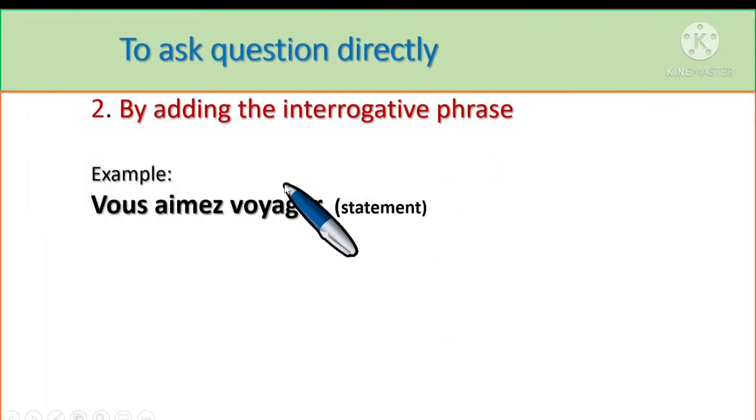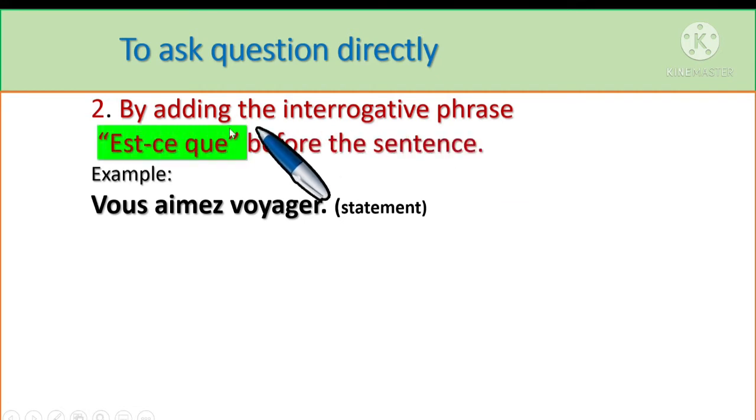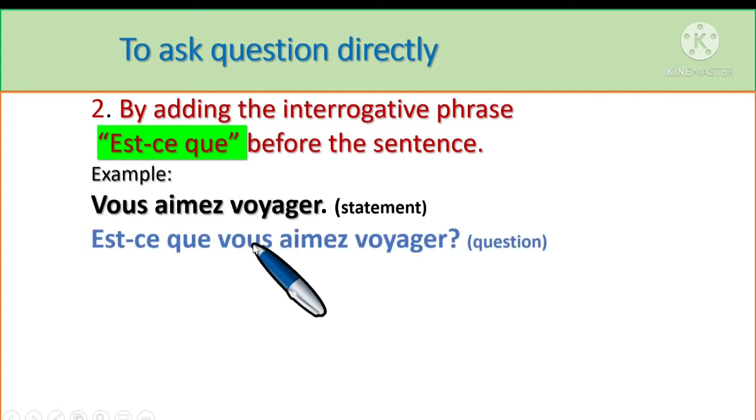Let's look at the second way. The second way we can ask direct question in French is by adding the interrogative phrase. The French has an interrogative phrase, est-ce que. Can you say that? Est-ce que. So, if I add this interrogative phrase before my sentence, it becomes a question. Of course, I have to also indicate by ending it with a question mark. This is the statement we had earlier, vous aimez voyager. Let's turn it to question. It becomes, est-ce que vous aimez voyager?